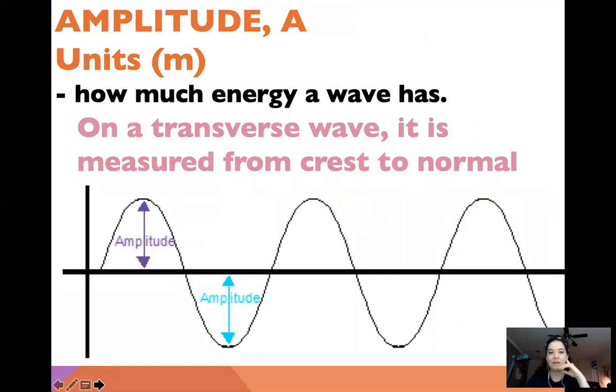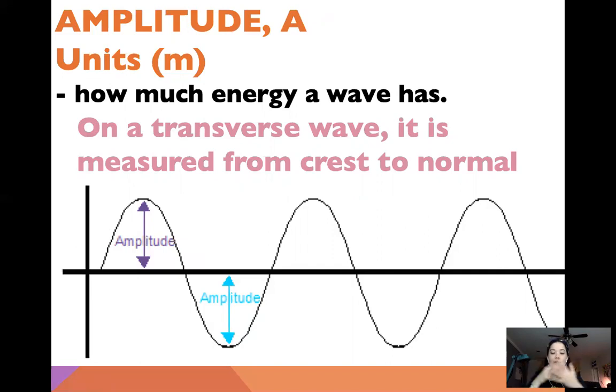So, amplitude, A. We use meters as well to measure that. And an amplitude is a measurement of how much energy the wave has. On a transverse wave, we measure it from the normal, so the resting point, up to the very top of a crest, or down to the very, very bottom of a trough. It doesn't matter which one you use. Depending on the problem, one of these values might be easier for you to work with, so it's either value. Because the amplitude is the same throughout the wave.